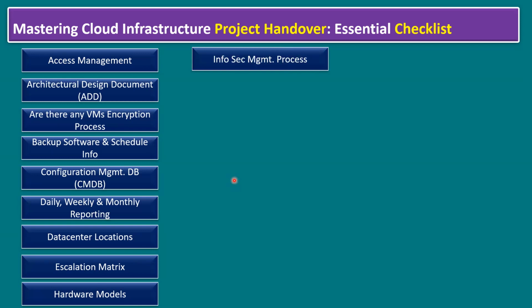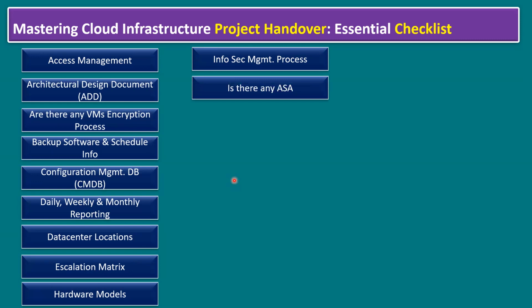And another key item is the information security management process. It's all security and compliance metrics. Generally every organization maintains some security compliance metrics. We should also have this information handy.